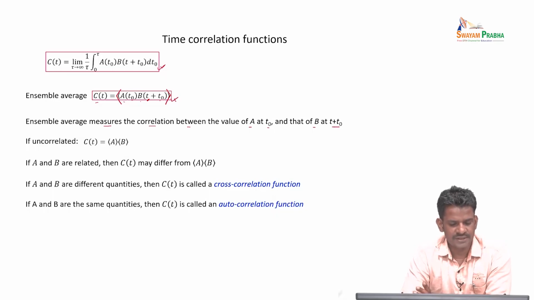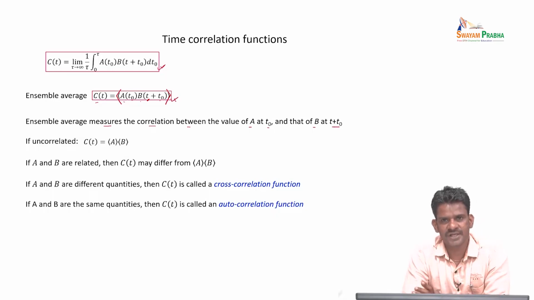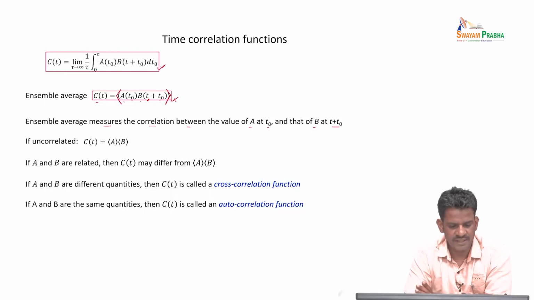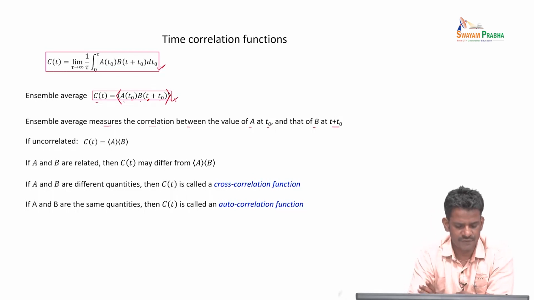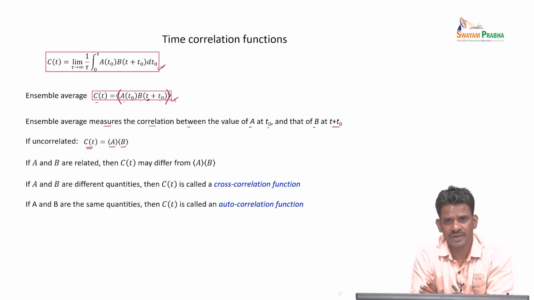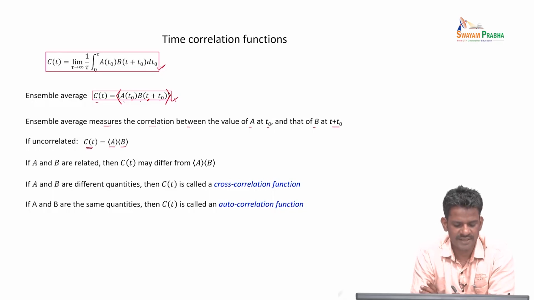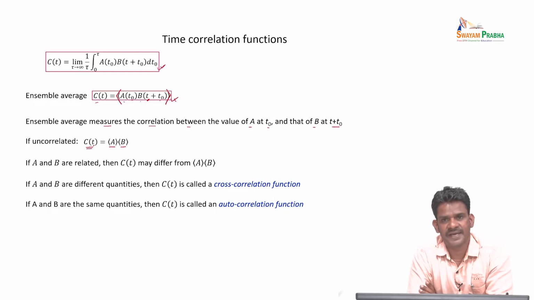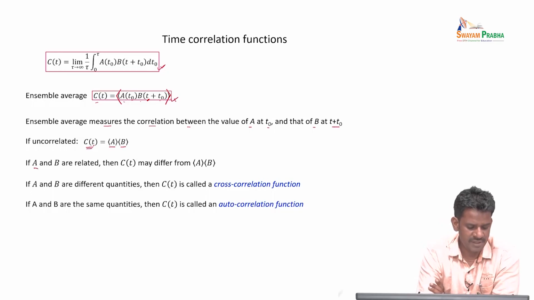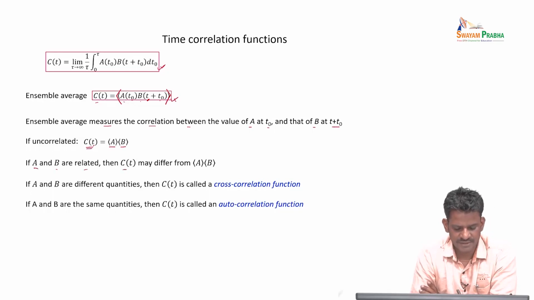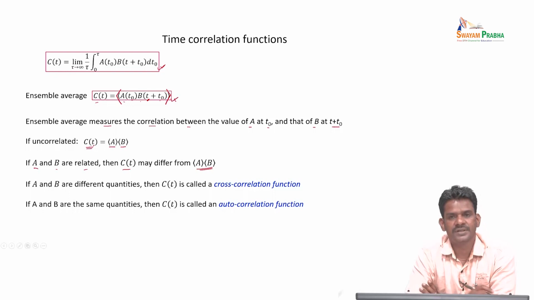Suppose you imagine these functions A and B are not related to each other and these two are independent signals, then when you operate this particular equation, you can show that the time correlation function is simply given as the product of the mean of A and B. That is, we calculate the mean of A over ensemble average or time average, and then multiply that with the mean of B, and you see that then C of t becomes independent of time when this signal is uncorrelated. But if A and B are related, then this C of t may differ from these asymptotic values.